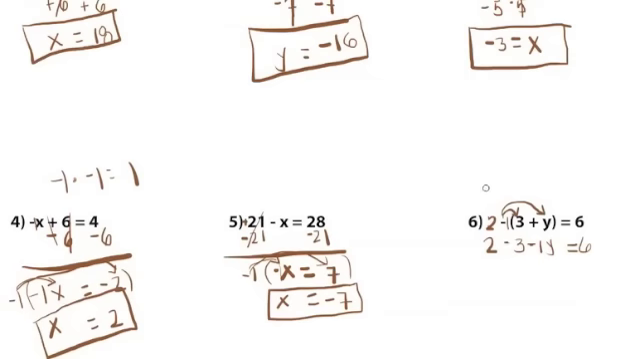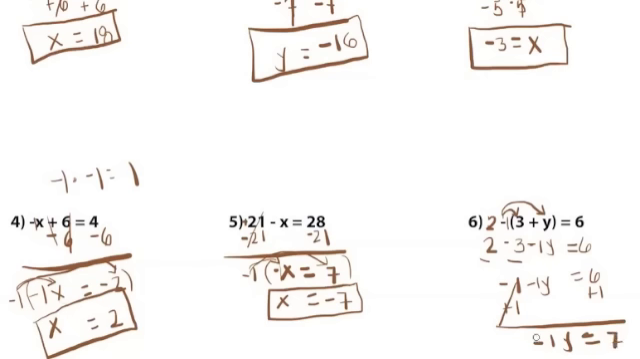So here we go. Let's collect like terms. So I have 2 minus 3 is negative 1 minus 1y, so I could just leave it like this. Equals 6. Got to get rid of this negative 1, so I'm going to add it. Add it. Negative 1 plus 1 is going to cancel out. And I'm left with a negative 1y still. 6 plus 1 is 7.